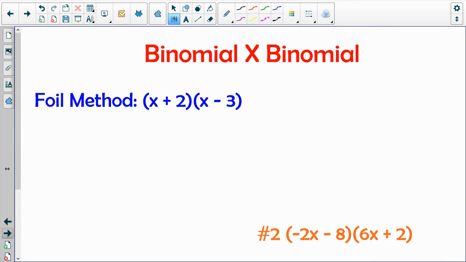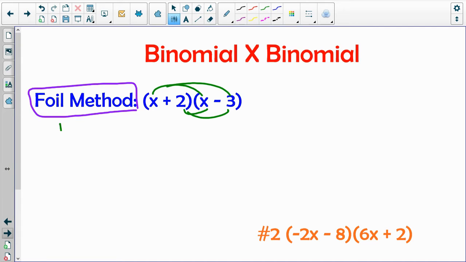The second method is called the FOIL method. Will you please write down the FOIL method? This is just another way that will help you make sure everything gets multiplied together. And we actually kind of did this with our radicals. Remember we said you take the first one and times it in, take the second one and times it in, we distributed twice. FOIL is an acronym that helps us remember to do all of that.